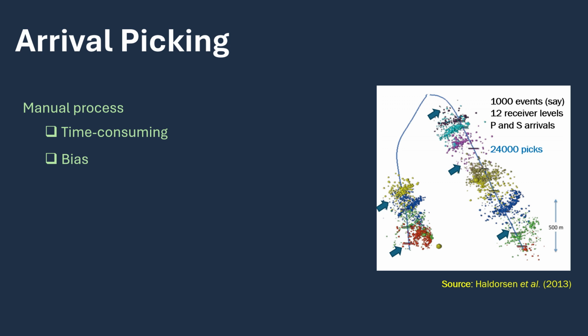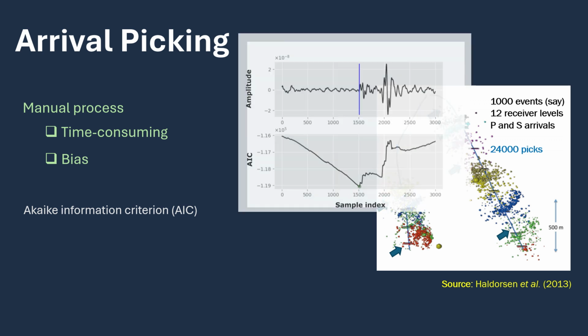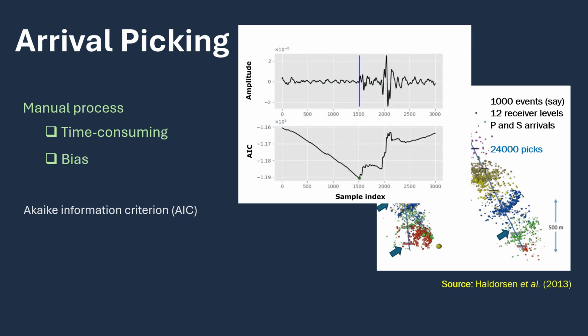Among common pickers, there is the Akaike Information Criterion or AIC picker, which is based on autoregressive modeling concepts. This example shows picking using the AIC picker. We see two arrivals and we can identify these as local minima on the AIC curve. There is also the correlation picker, which is based on waveform similarity, and we can also use higher order statistics based pickers.